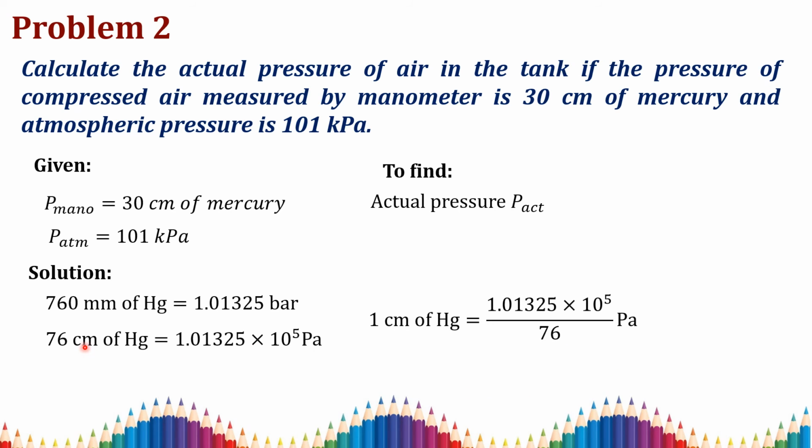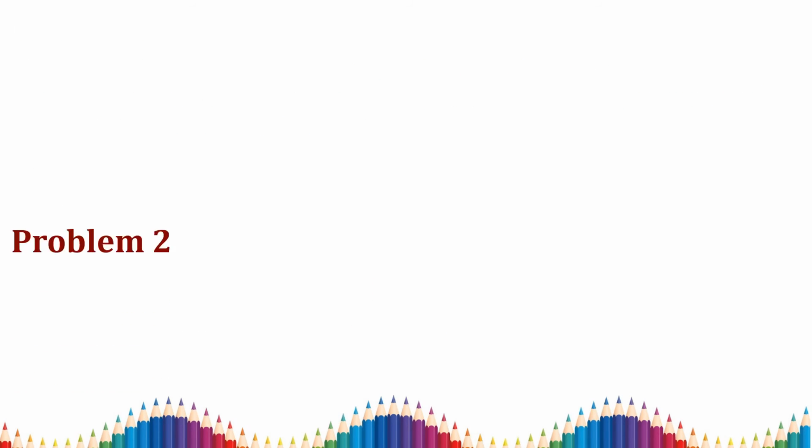Then I need 1 centimeter. Okay, so I need to find out 1 centimeter of mercury, which equals 1.01325 into 10 to the power of 5 divided by 76. Okay, so I can find this from the basic equation. Then we move on to the problem.